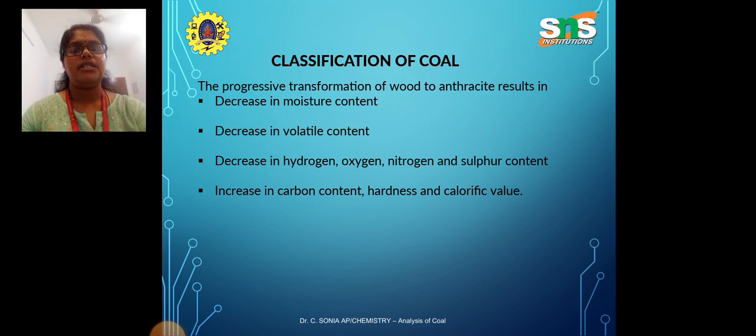As it becomes anthracite, the moisture content is very low, and there is a decrease in volatile content. That is a liberation of harmful gases, which is also decreased. There is a decrease in hydrogen, oxygen, nitrogen, and sulfur content. Only the carbon content will increase, and the hardness and the calorific value will also increase. So as the rank is higher, the quality of the coal is also higher.